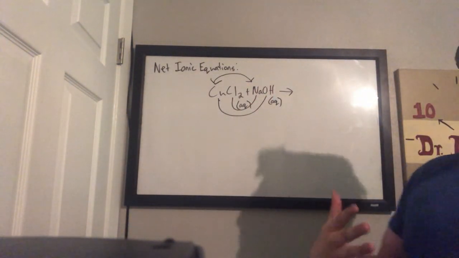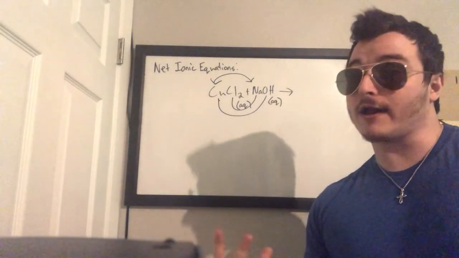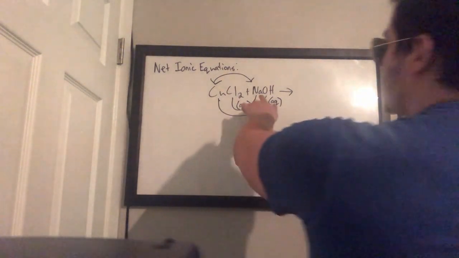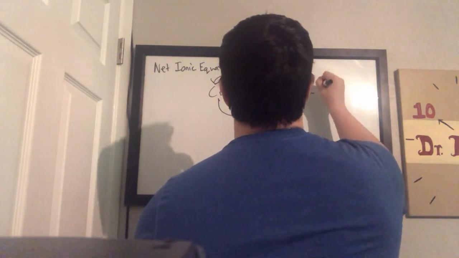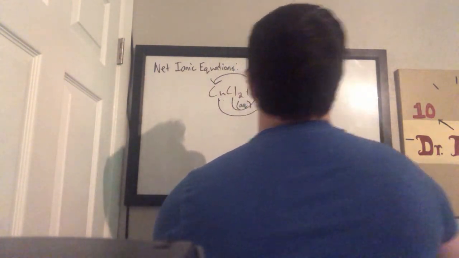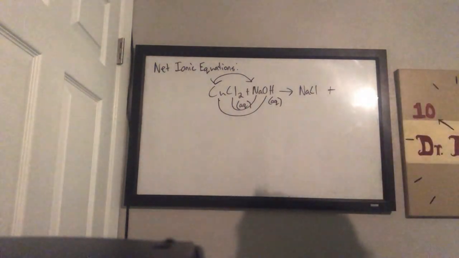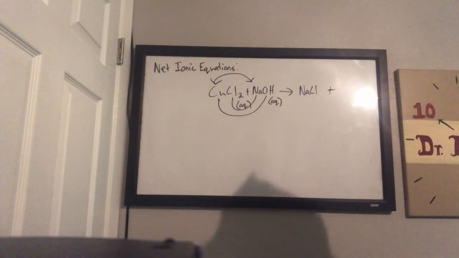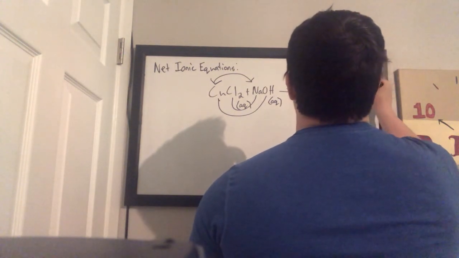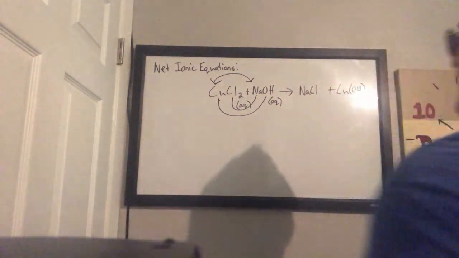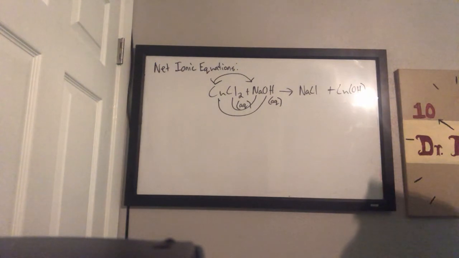And so that is going to be our supposed products for this reaction. And so sodium is going to get with chlorine. Do remember to crisscross your charges so that you're balancing your formulas. Sodium is going to get with chlorine though. And copper 2, with a charge of 2, is going to get with hydroxide. So we get Cu(OH)2. Okay? So now we need to deduce whether or not we actually accomplish our goal.